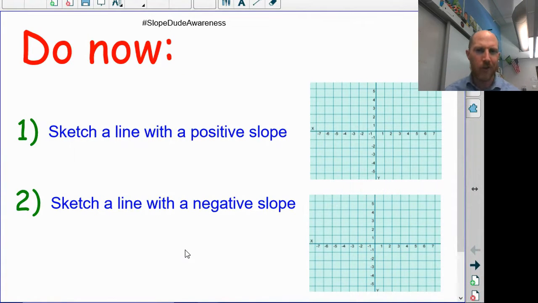So for the do now today, just draw a quick sketch. Give me a line with a positive slope and a line with a negative slope. And you can hit pause on the video until you got those drawn.